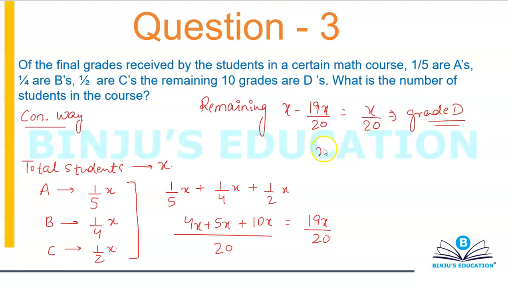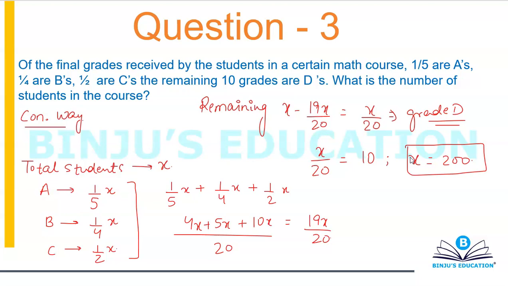So I can say that x/20 is equal to 10, and that means x is equal to 200. So what is the number of students in the course? That is simply equal to 200.